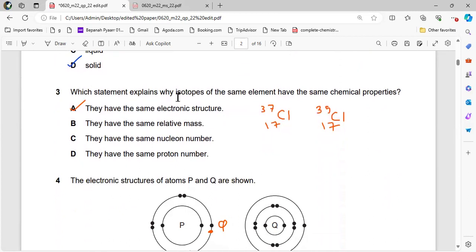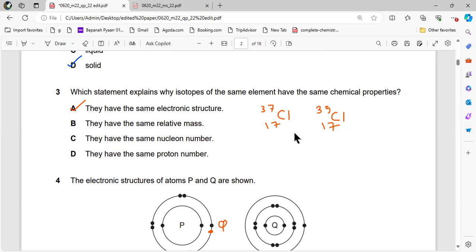Which statement explains why isotopes of the same element have the same chemical properties? They have the same electronic structure, the same relative mass, the same nucleon number, the same proton number. It is true that they have the same proton number, but the chemical properties depend upon electrons. So they have the same electronic structure.